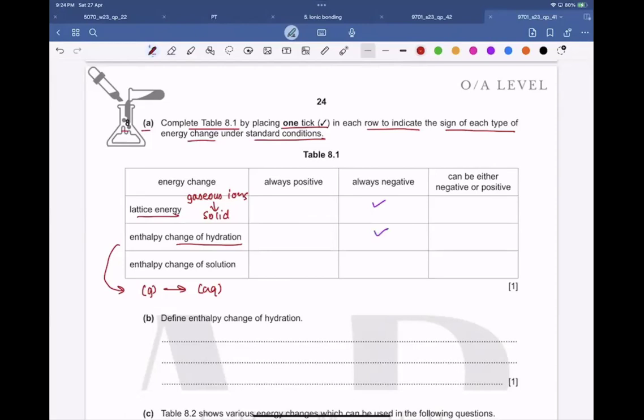Then the enthalpy change of solution, when a solid dissolves to form aqueous. In this, bonds are broken and bonds are formed. When bonds are broken, energy is absorbed, and when bonds are formed, energy is released. If the bonds broken take more energy, it becomes endothermic, so it is positive. And when the bonds formed are stronger, more energy is released, so it becomes exothermic, or negative. So we can say that it can be either negative or positive. Is this clear to all of you? This is for the solution one.